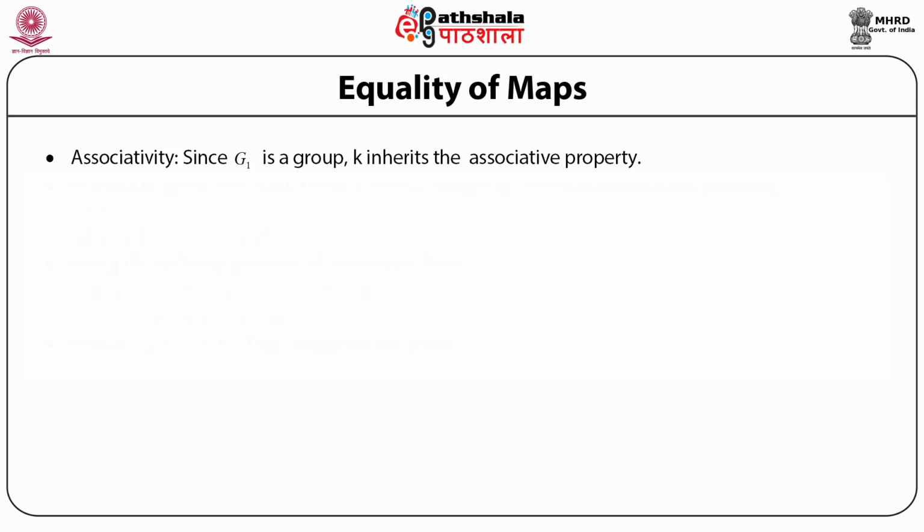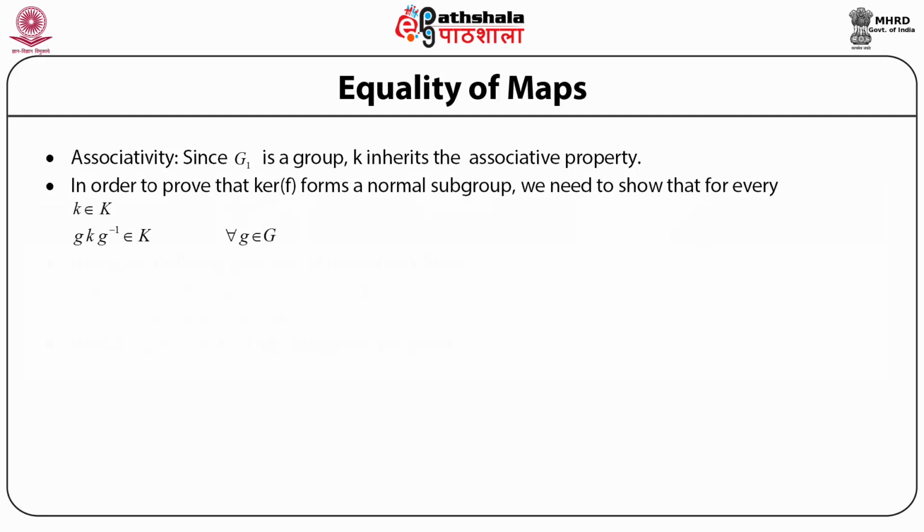In order to prove that the kernel of F forms a normal subgroup, we had to show that for every K belonging to capital K, and for any element g of G, which is an element in the group G, g K g prime must belong to K. If we can prove this, then we have proved that the kernel forms a normal subgroup.